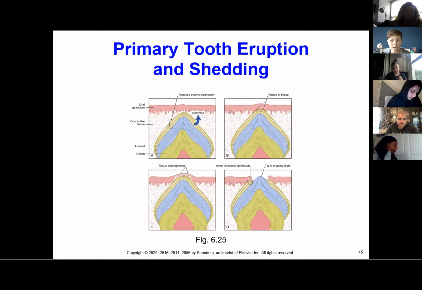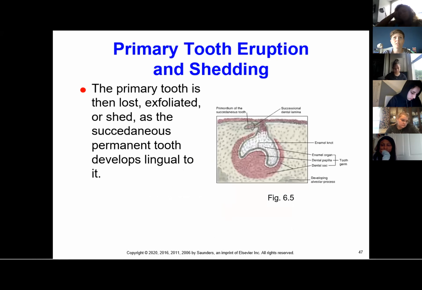And the same thing happens with the permanent tooth, except that tissue doesn't disintegrate so much, depending on how long the tooth is there.